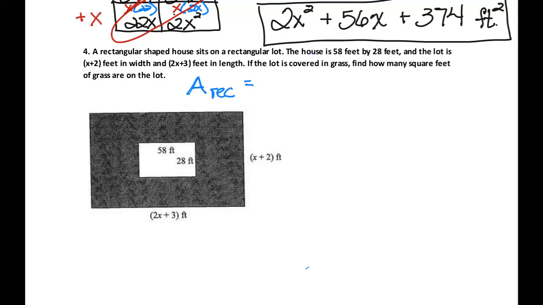Not everyone all at once. Area of a rectangle. Anyone? Length times width. Okay, you're going to have to remember that. Length times width.